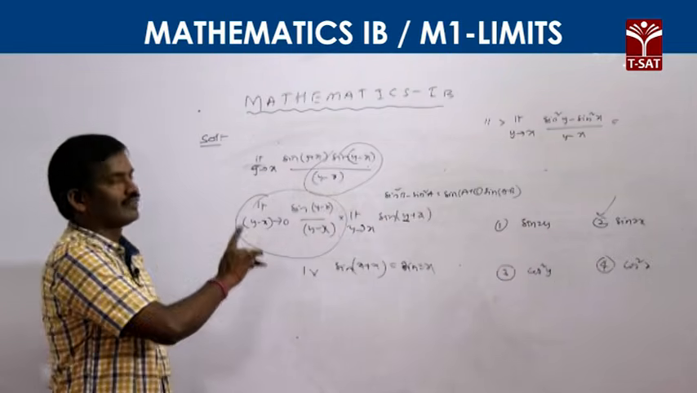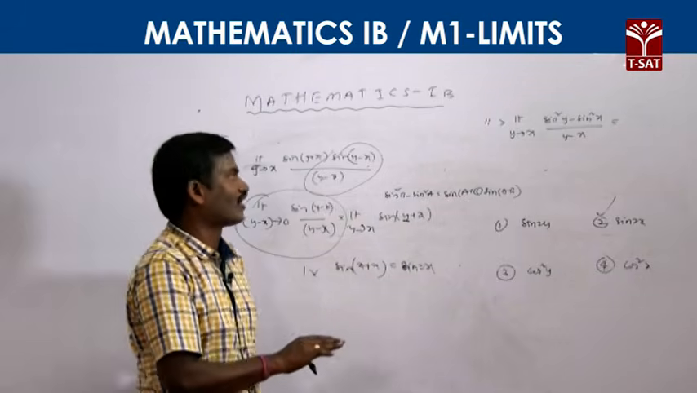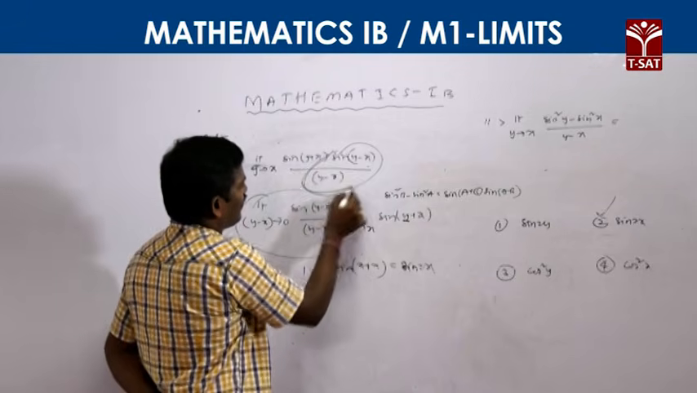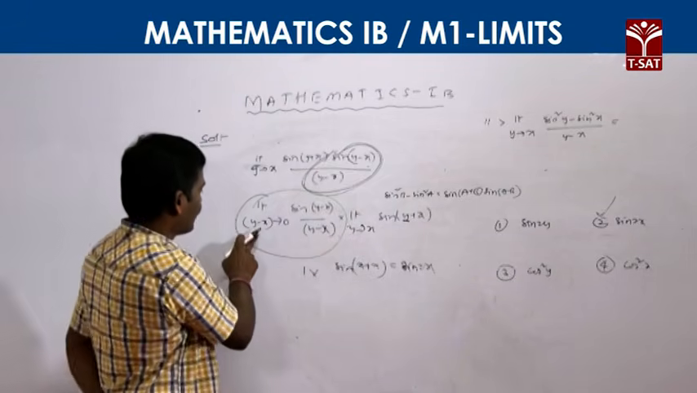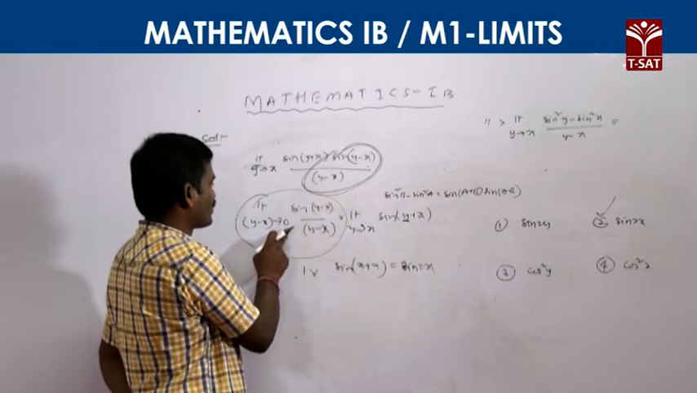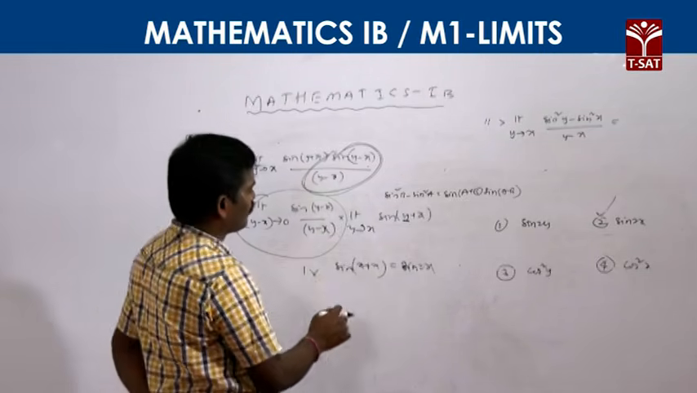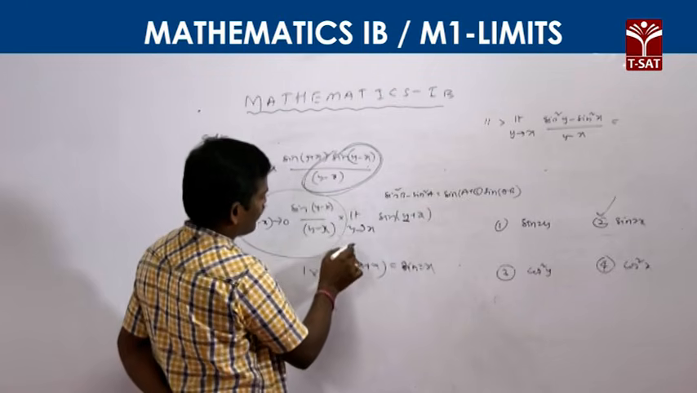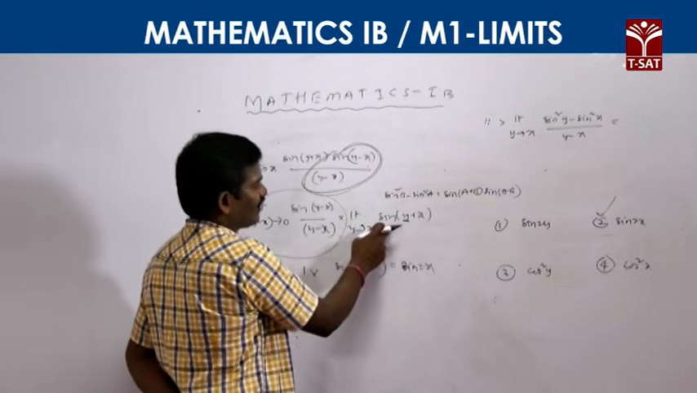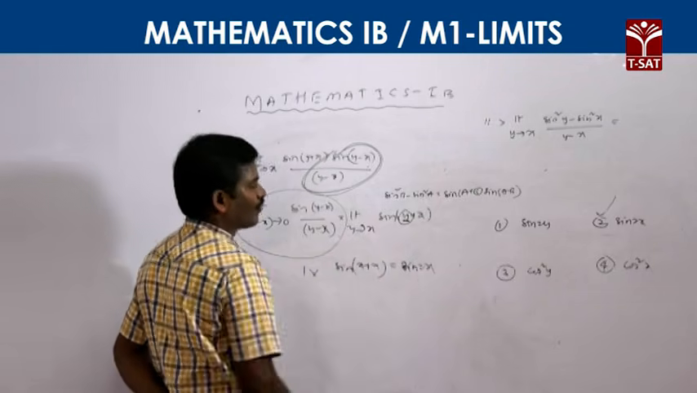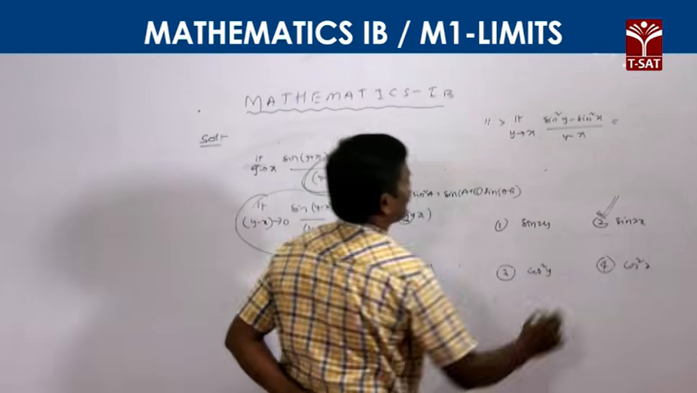So we are using the sine square b minus sine square a formula. So sine of a plus b into sine of a minus b. One term we are getting is a standard limit, and that limit also we need to change: y minus x tends to 0, sine of y minus x by y minus x. And one more function is there, so we have to write a separate limit for that: y tends to x, sine of y plus x. So instead of y, substitute x, sine 2x is the option. So the second one is the correct answer.